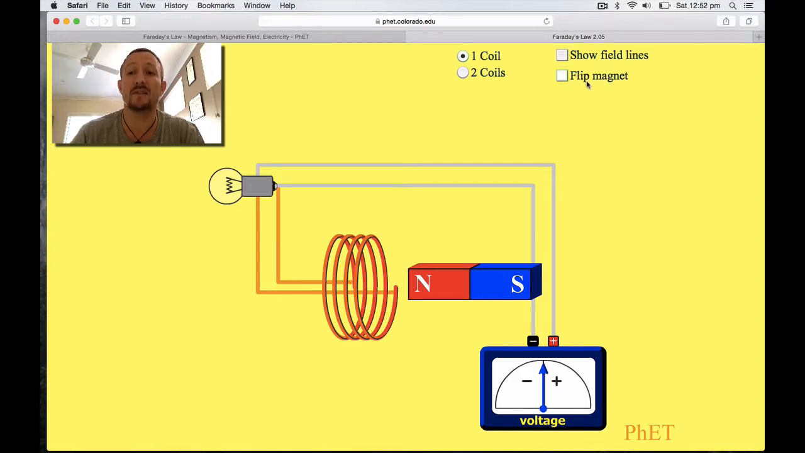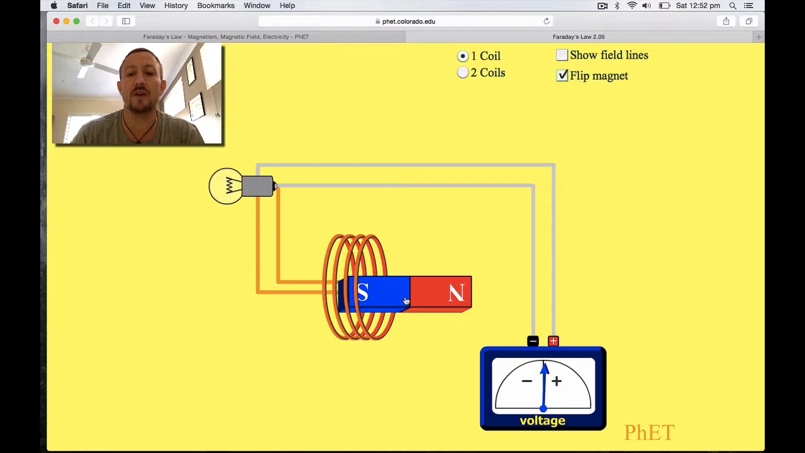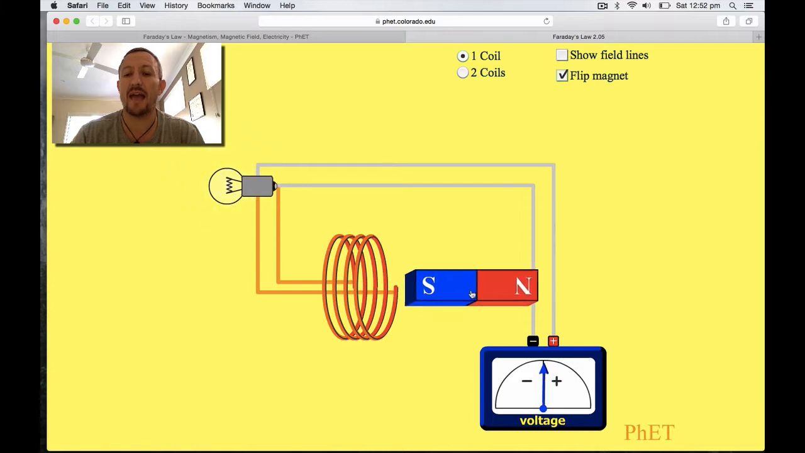Let's flip the magnet and see what happens. So now I've got my southern end. Okay, let's see what happens. I push it in. This time it goes to the left. Back to 0 when it's stationary. Pull it out, and I get the same effect, but it's going to the right.